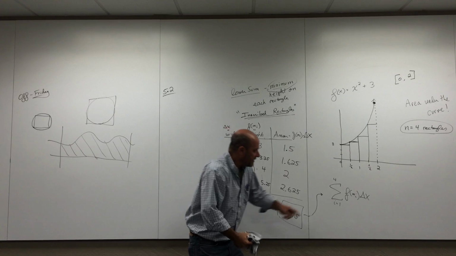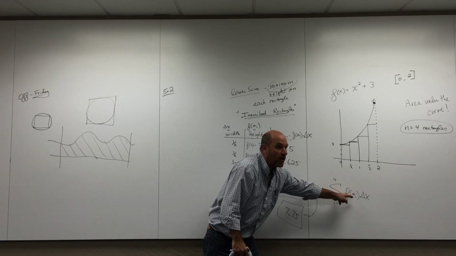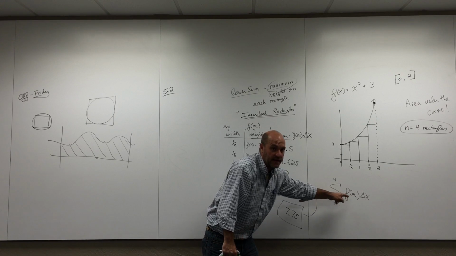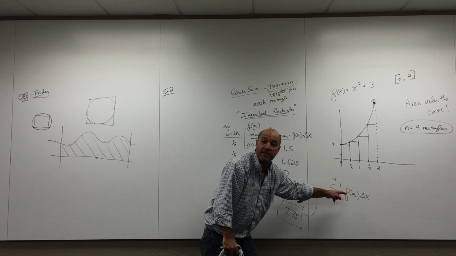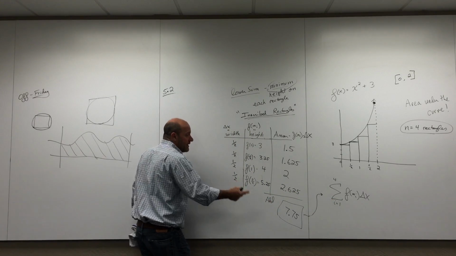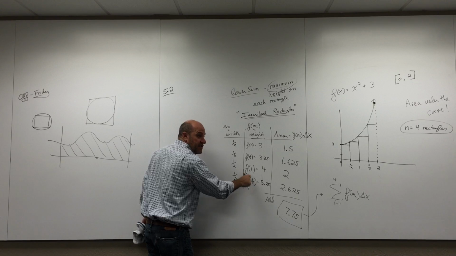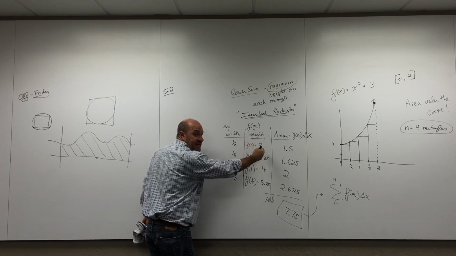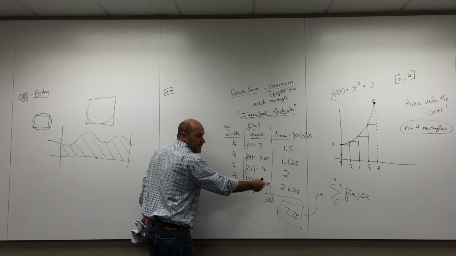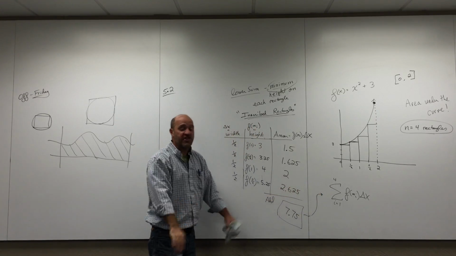And technically I got a little m1 and a little m2 and a little m3 and a little m4. What do I do with those? I plug them in the function to get the height. What is my little m1, my little m2, my little m3? It's this little 0 and a 1/2 and a 1, right? These are the things I plugged in the function to get these heights. So that's what this is. And this is called the lower sum.